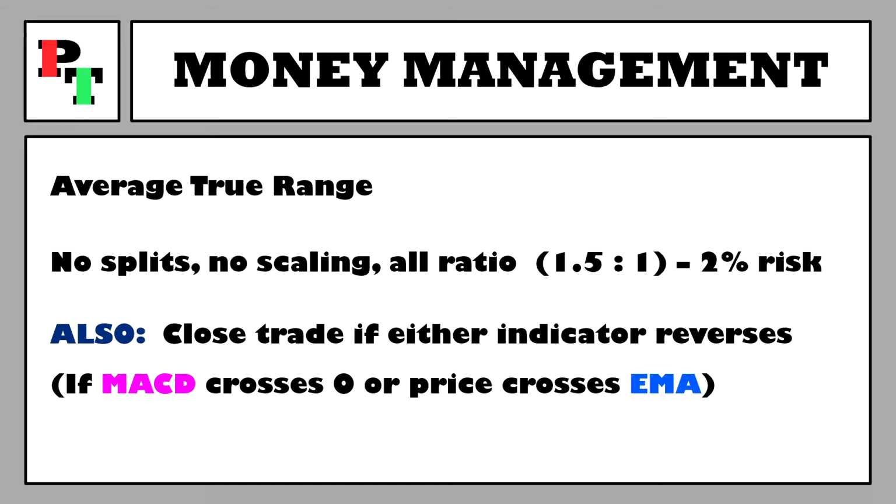So if we're in a buy trade, for example, and either the MACD closes below a value of zero or price closes below the 60 period EMA, our trade is over. It's important for us in this strategy to maintain the signals that got us into the trade to begin with.